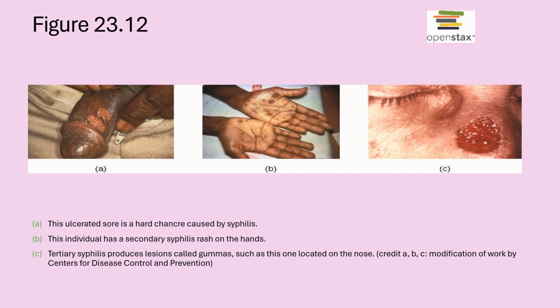This is showing some of the different stages of syphilis, where you have the classic lesions that you see. You can also have a rash on the hands, and then lesions as it travels elsewhere in the body. This is showing on the nose, an open lesion.